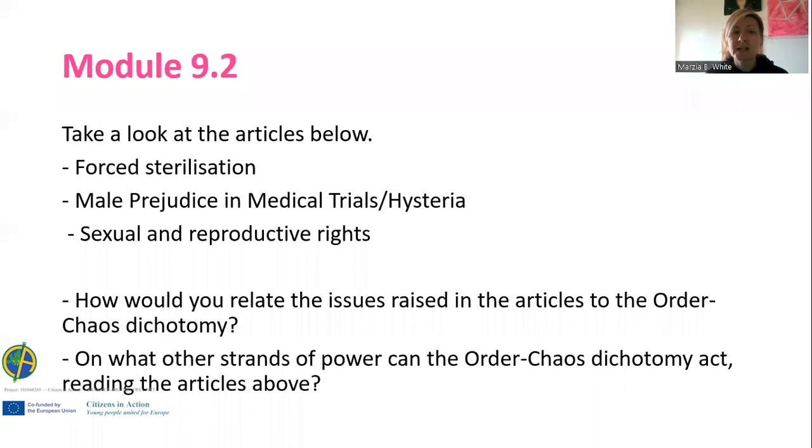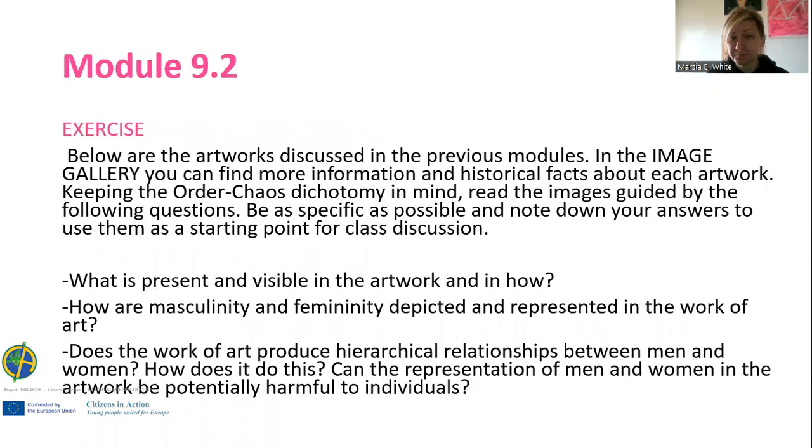So now we can take a look at the articles below about forced sterilization, male prejudice in medical trials, hysteria, sexual and reproductive rights. How would you relate the issues raised in the articles to the order-chaos dichotomy? On what other strands of power can the order-chaos dichotomy act? Reading the article above. And we can do some exercises.